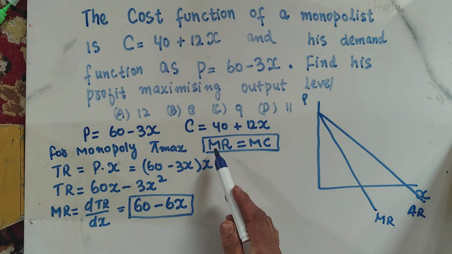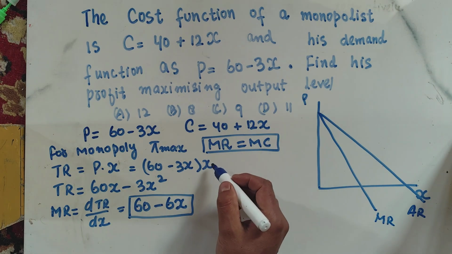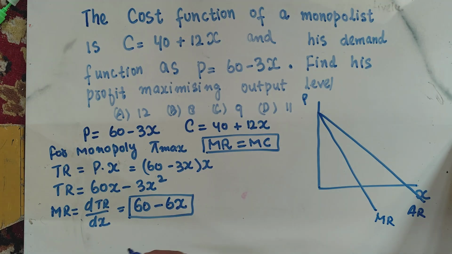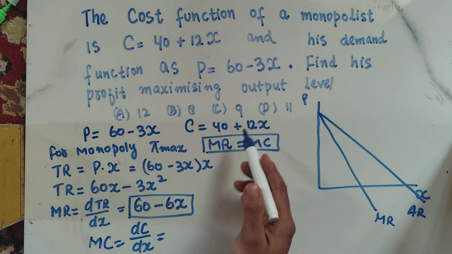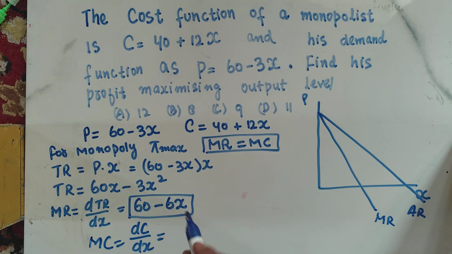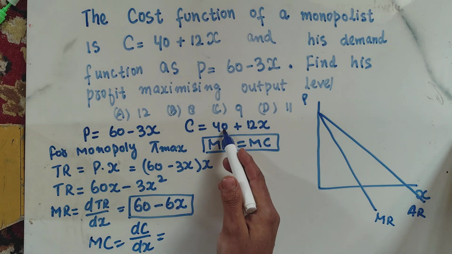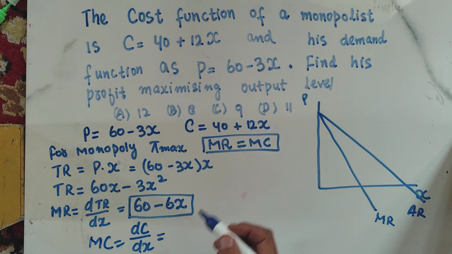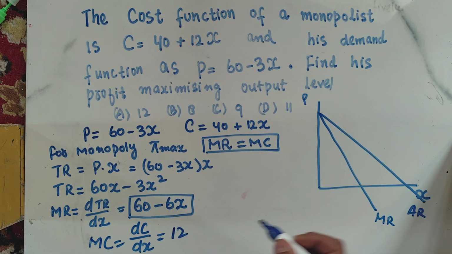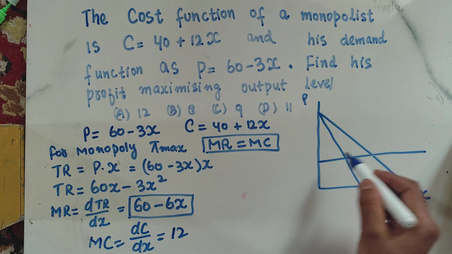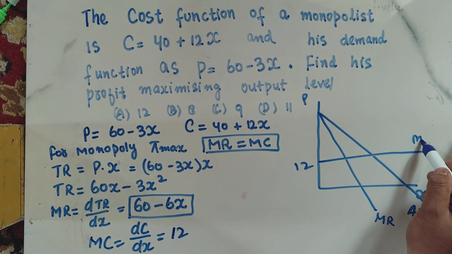Now for profit maximization, we equate marginal revenue with marginal cost. So we need to find out the marginal cost also. Marginal cost will be the change in the cost due to the change in the output. The derivative of the cost function with respect to x: derivative of a constant, as we know, is equal to 0. Derivative of x in the second term is 1, so we are left with 12. So our marginal cost is constant. Let us suppose it is here, 12, which shows our marginal cost.